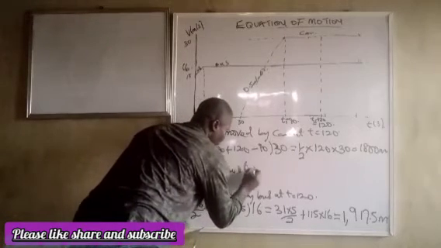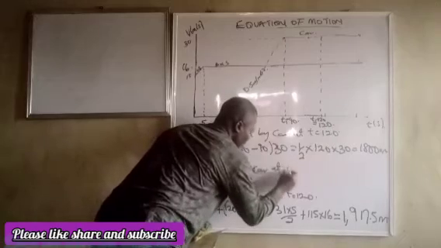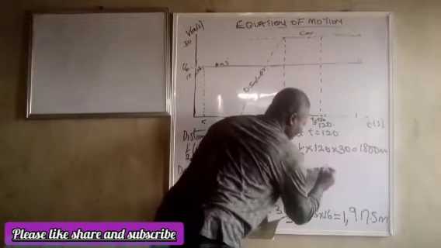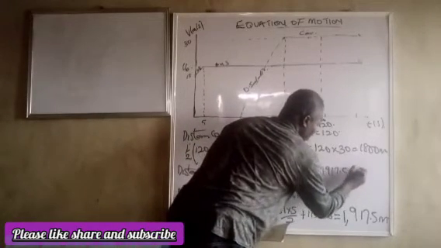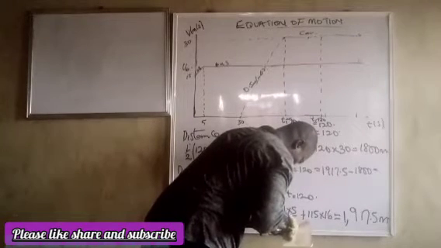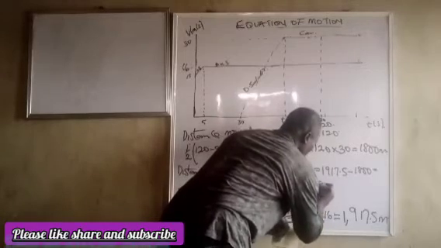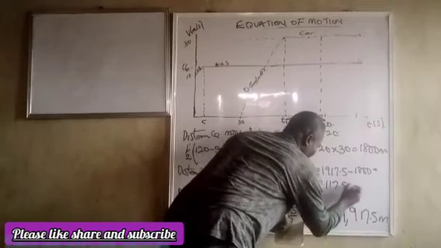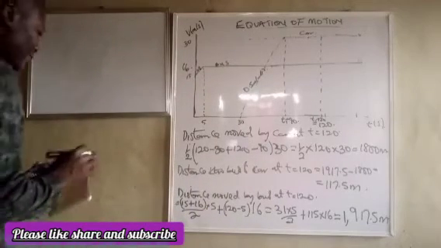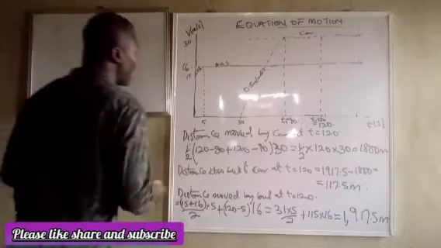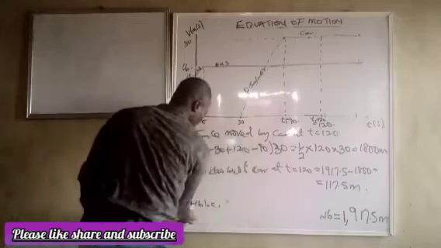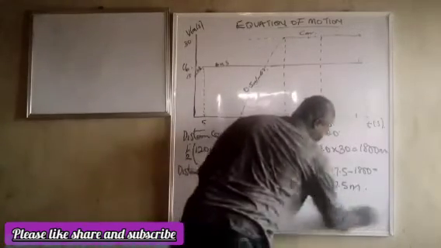So distance between bus and car at t equals 120 is equal to 1917.5 minus 1800, which equals 117.5 meters. Now, we are also asked, at what time will the car overtake the bus?